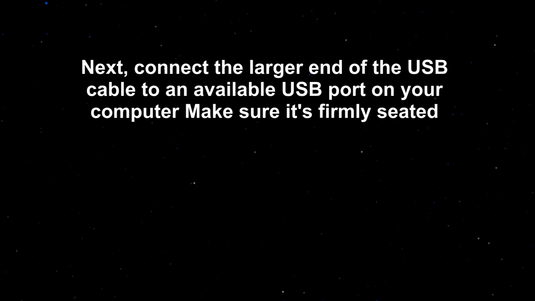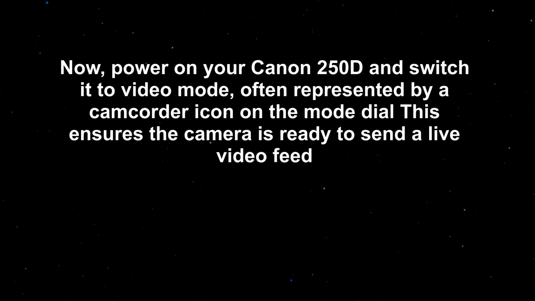Next, connect the larger end of the USB cable to an available USB port on your computer. Make sure it's firmly seated. Now, power on your Canon 250D and switch it to video mode, often represented by a camcorder icon on the mode dial. This ensures the camera is ready to send a live video feed.